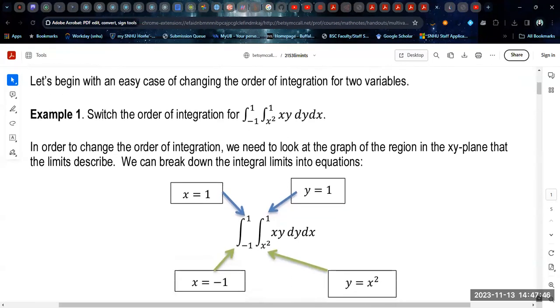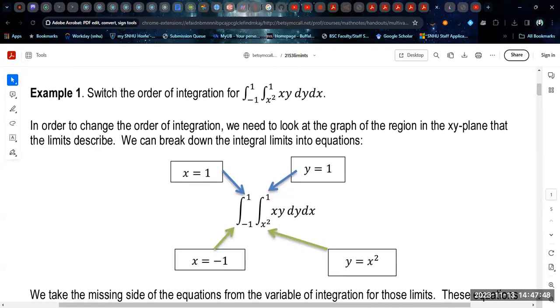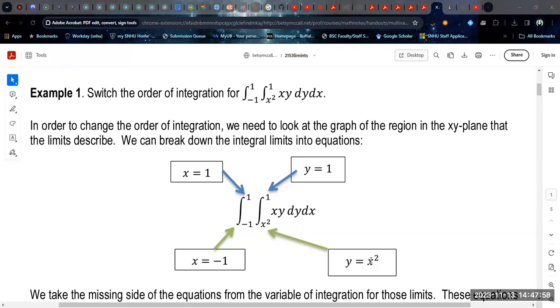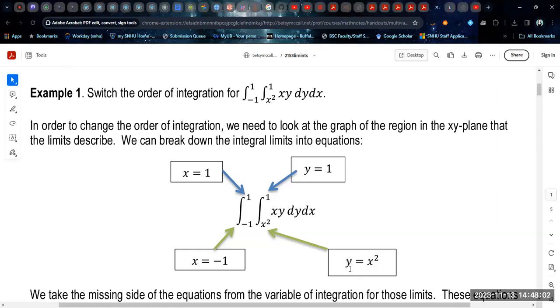So let's look at how we break down what this means. Because the inside integral is integrating in y, our 2 inside functions are y equals 1 and y equals x squared. So those are our 2 limits of integration in y. So those are expressions in y. On the outside, we have x equals 1 and x equals -1.